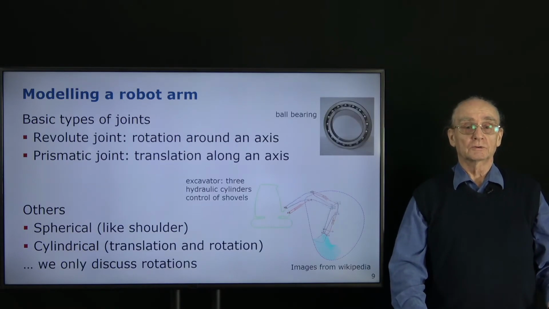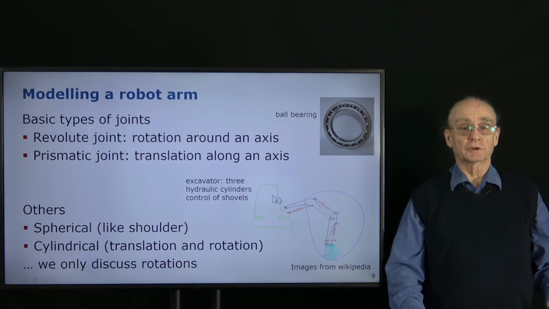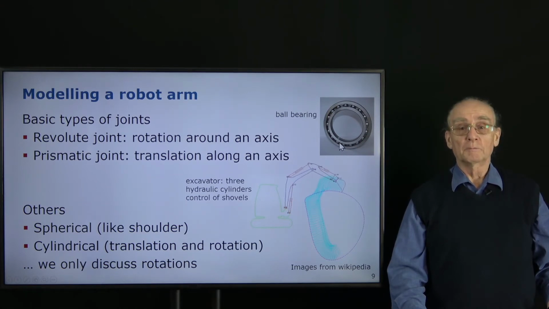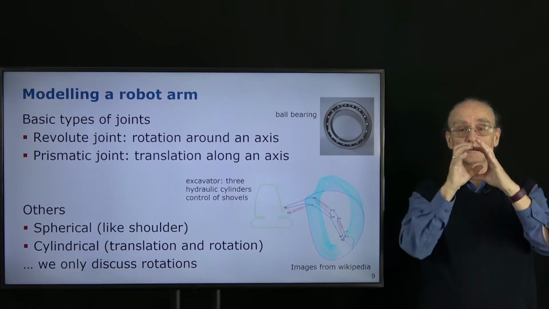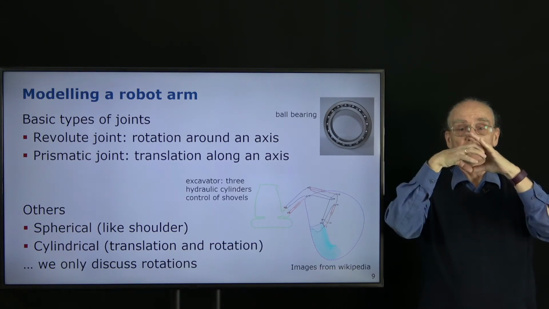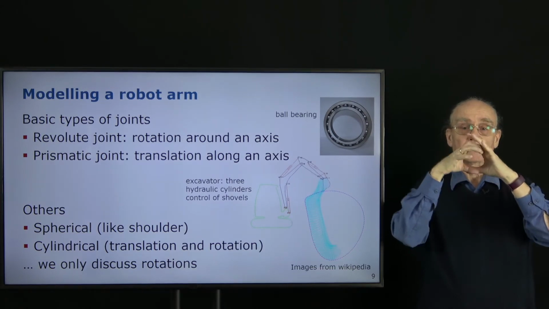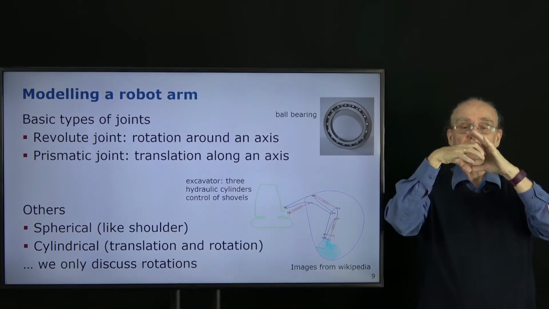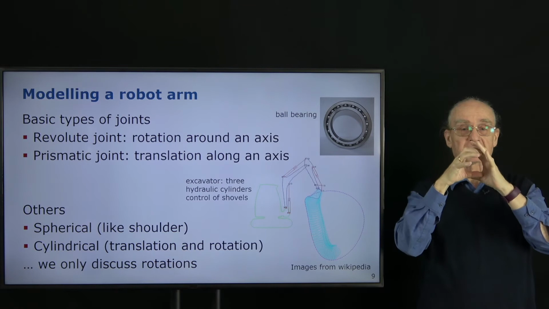And we now want to look at how to model such robot arms. There are 2 basic types of joints which are very common. What we saw are rotations around axes, which are called revolute joints. So if you have such a ball bearing, which is put together with small balls, very tight but very accurate, so that you can have a smooth rotation around a fixed axis.